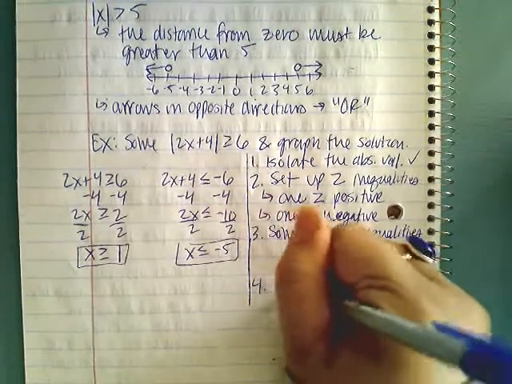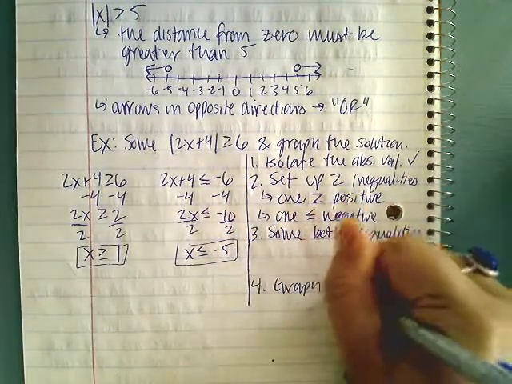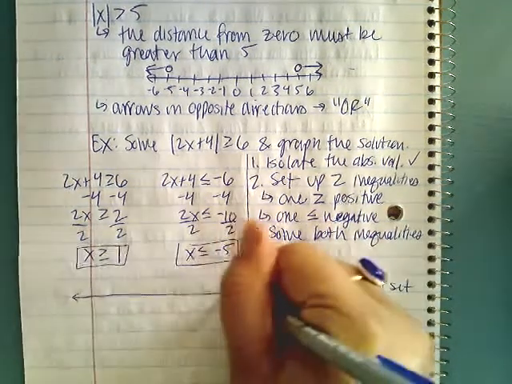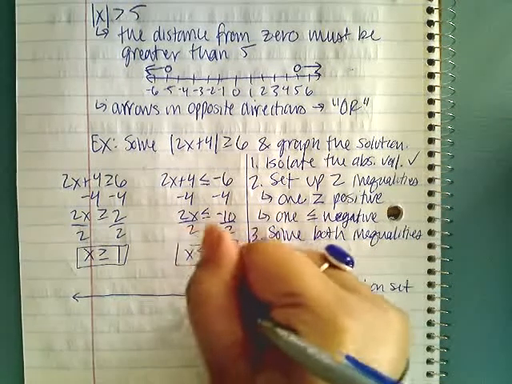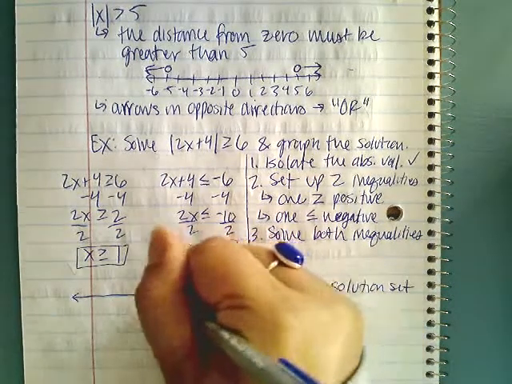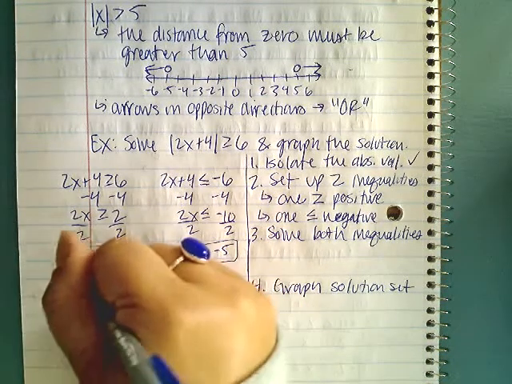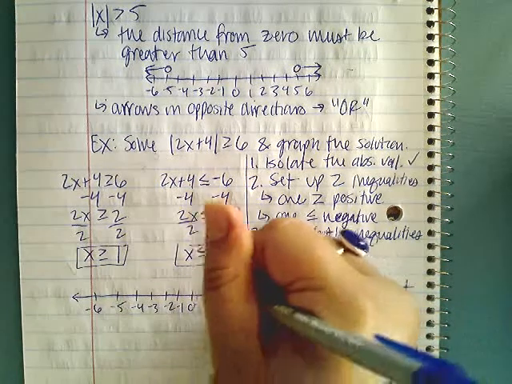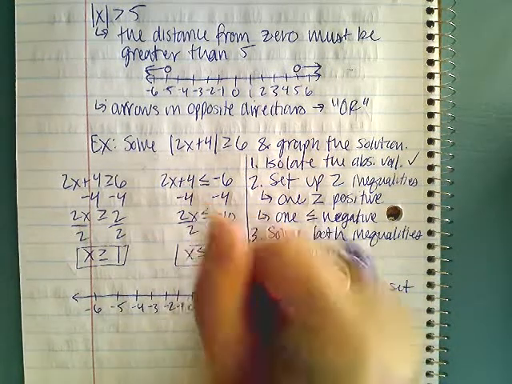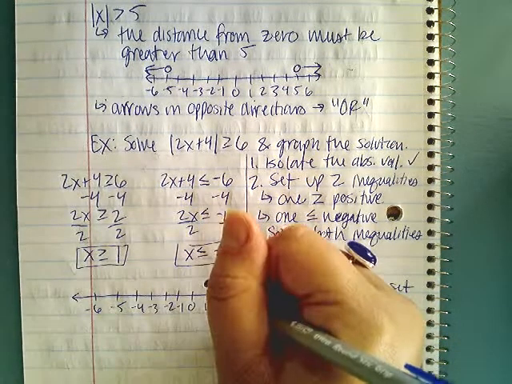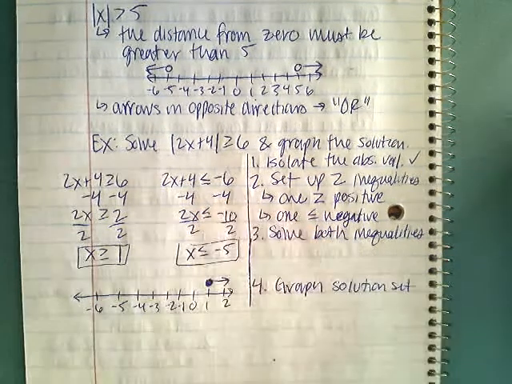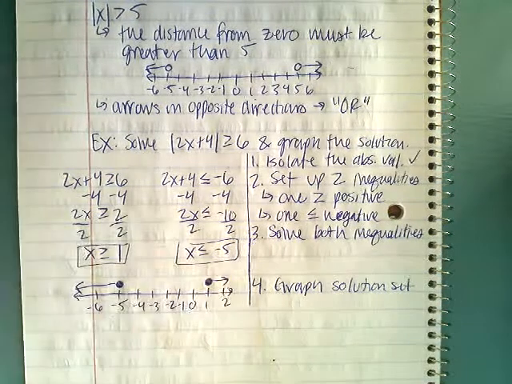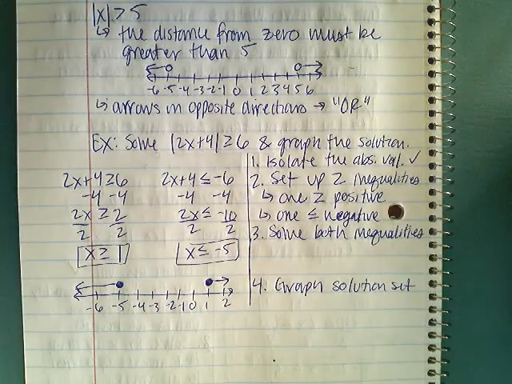Last thing I'm going to do is graph the solution set. So I make my number line. I'll put 0 over here, and then 1, 2, 3, 4, 5, -6. I know I'm going to have a closed circle, since it has the equals to, at 1, and it goes in the positive direction. Again, a closed circle at -5 goes in the negative direction. And we are done.